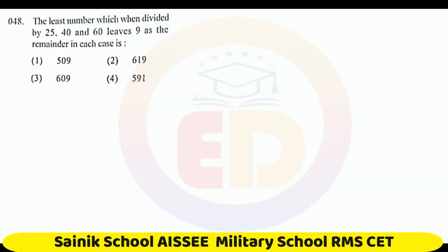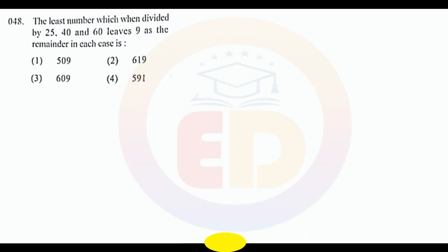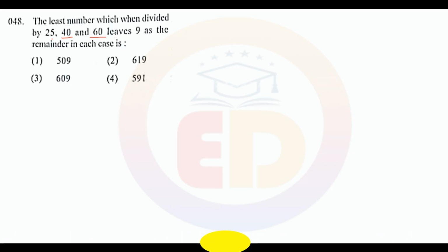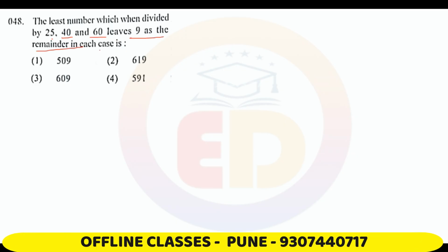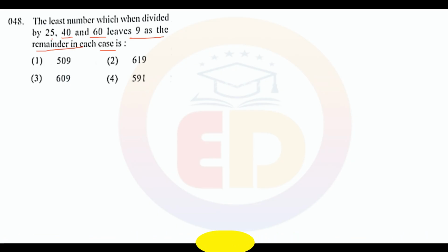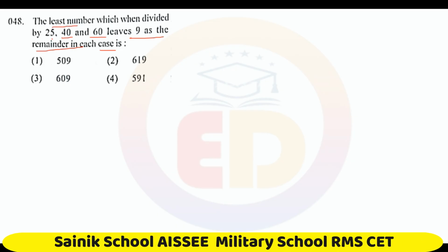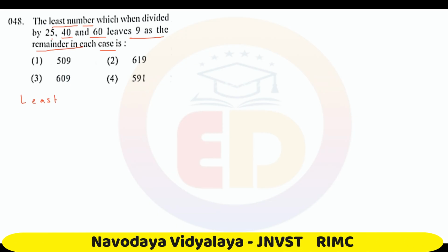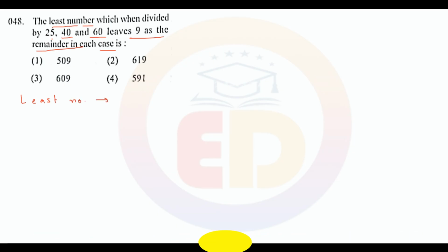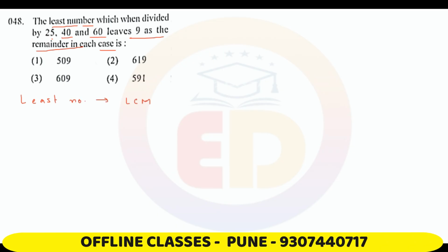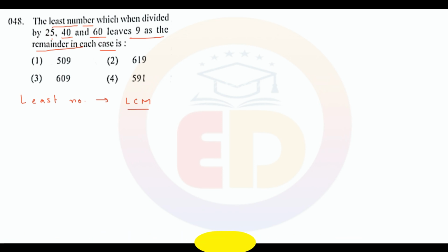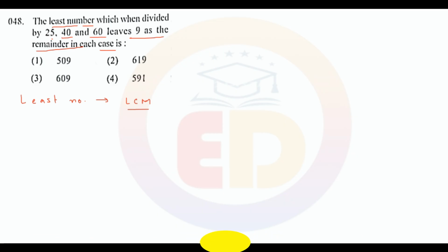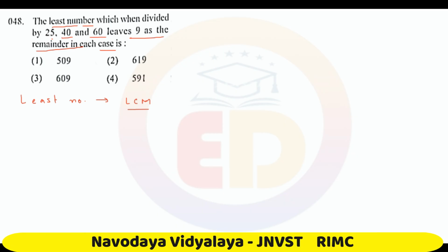Question number 48. The least number which when divided by 25, 40 and 60 leaves 9 as the remainder in each case. As we understand this question, they are asking to find the least number, and this is the first hint, which means that we have to find out the LCM. But this is not the final. Most of the students go by the approach that if the question mentions least number or the smallest number, then we will calculate the LCM, which is actually in some cases a right approach.